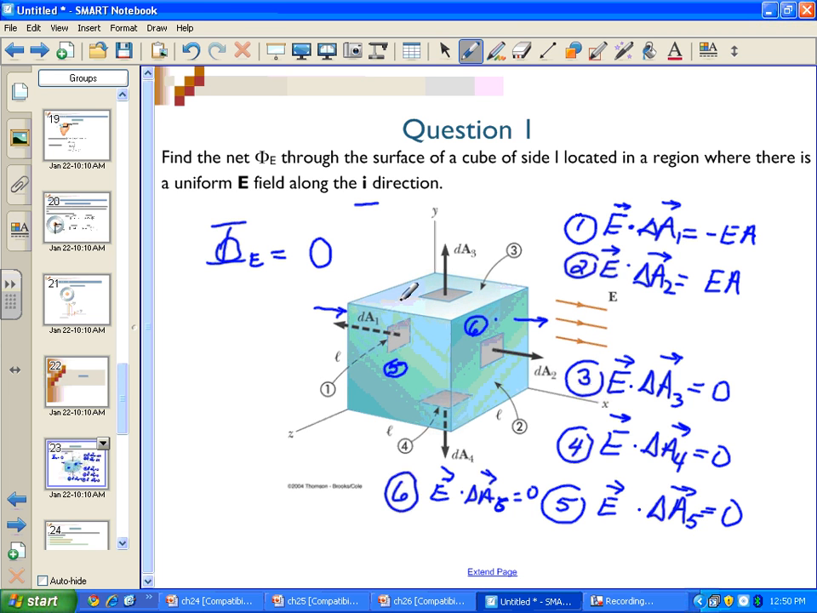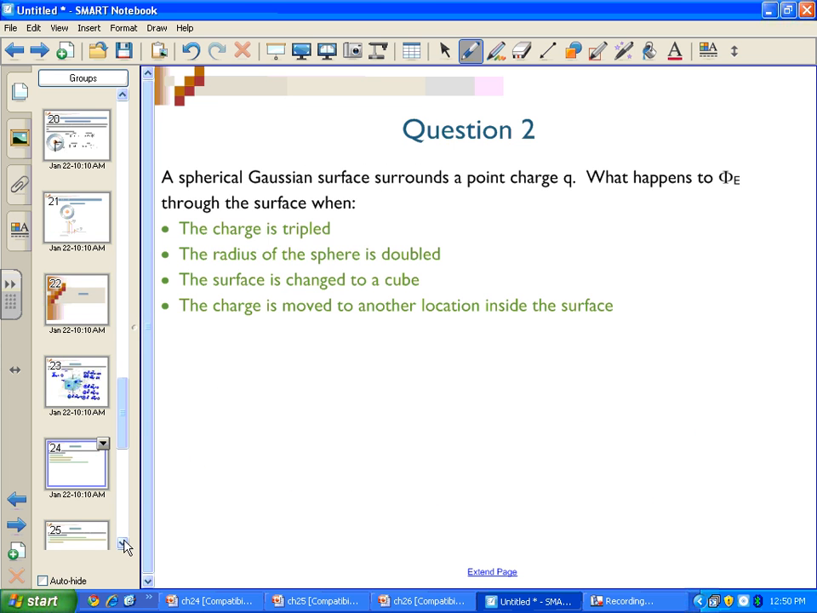But of course, we would have suspected that anyhow, since we know that when an electric field passes through a closed surface, the number of lines that come in equal the number of lines that go out. Next problem.